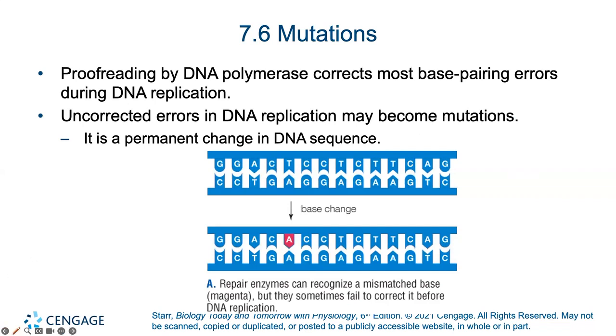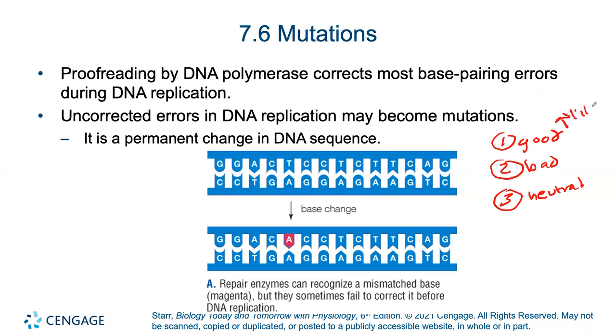They could either be good or bad or neutral. Let's write that in. Good, bad, or neutral. A good change makes it more likely the organism will live long enough to breed. A bad change makes it less likely the organism will live long enough to breed. And a neutral change has no effect.